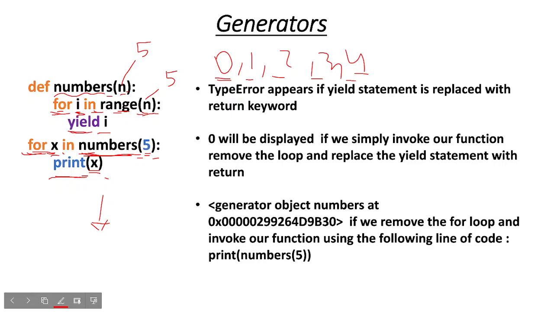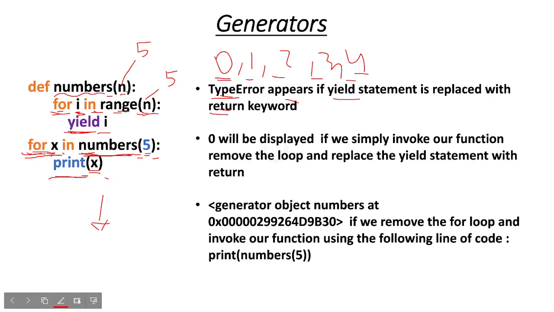Now the type error appears if the yield statement is replaced with the return keyword. So if we are to replace the yield statement with the return keyword, we will have a type error displayed in our console with the following message, as this specific function is not a generator, so we cannot apply the for loop on our numbers function outside the function.